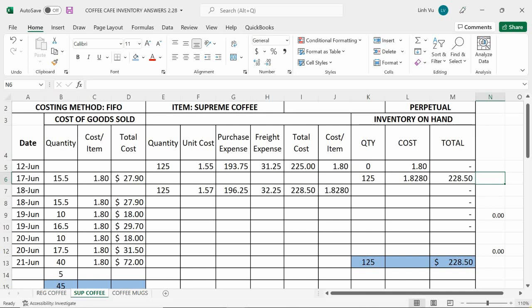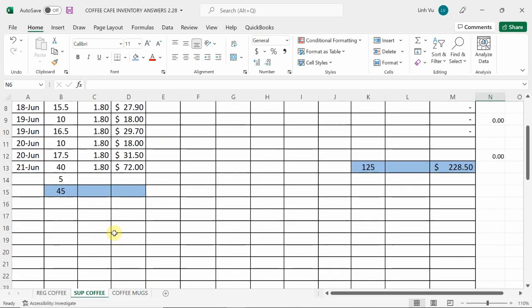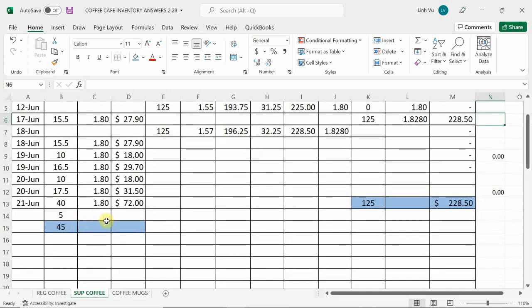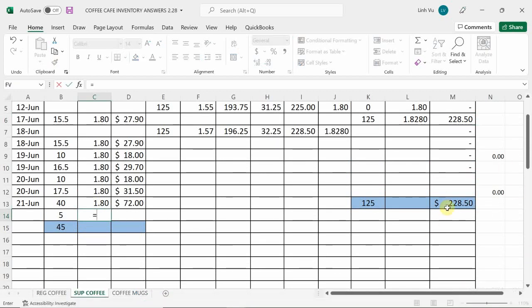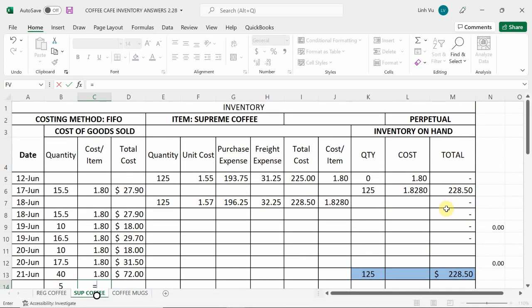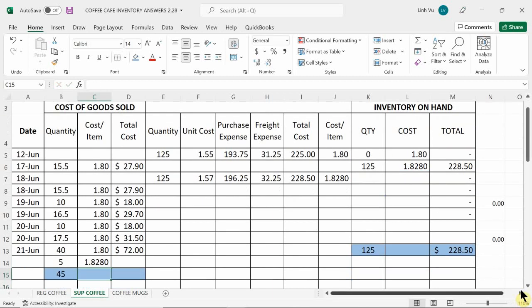However, I'm not done here. I still have to sell how many more pounds? 5. So right now, how much is it going to cost me per item, per pound? 1.828. Okay? So in this case, calculate it. What is 1.828 times 5?